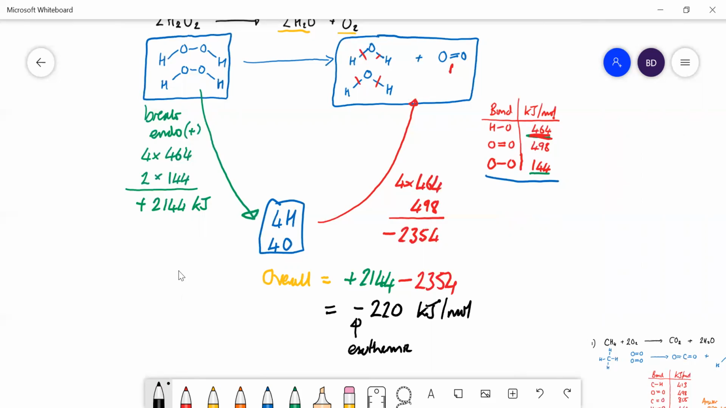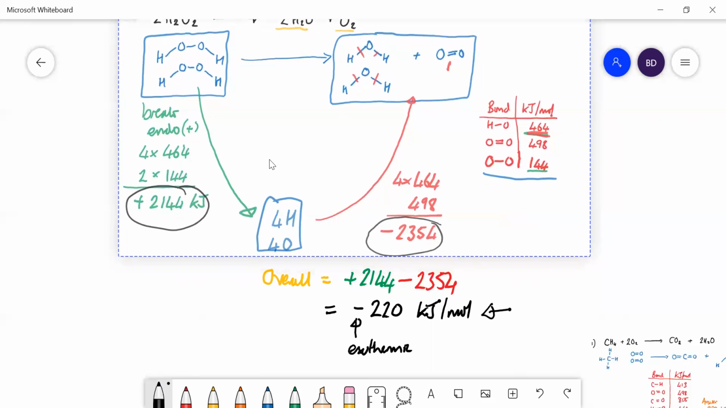And again, always put down your intermediate answers. So put down that one, you get 1 mark for that. That one you get 1 mark, and then you get 1 mark for working out the difference here. And this is an exothermic reaction. Let's just have a quick look why it's exothermic.